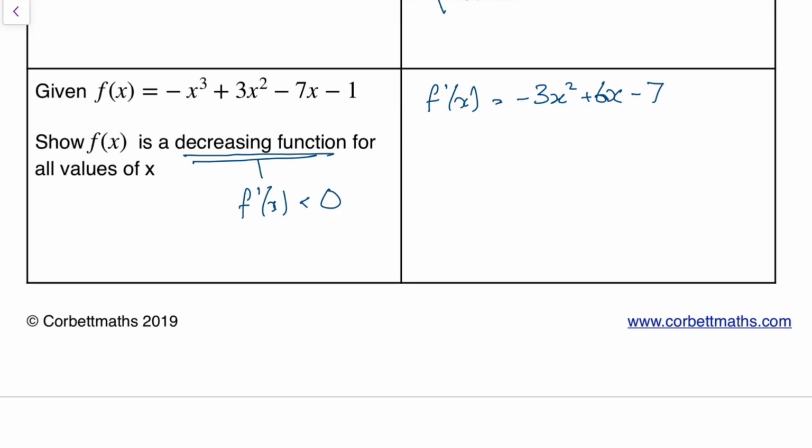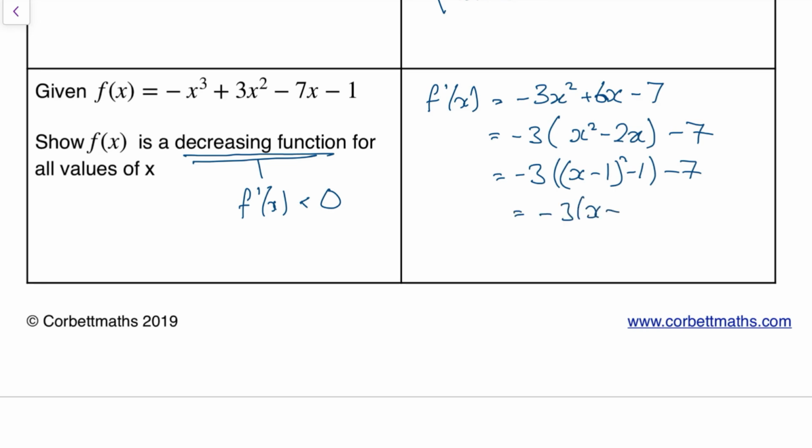Now, it's not easy to do this, so I'm just going to have to complete the square and then talk about it that way. So I'm going to take out a -3, which is going to give me x squared. Let's do it this way. So x squared minus 2x minus 7, which is -3 times (x minus 1) all squared minus 1 minus 7, which is -3(x minus 1) squared. -3 times -3 is +3, minus 7 is -4, which gives me that.